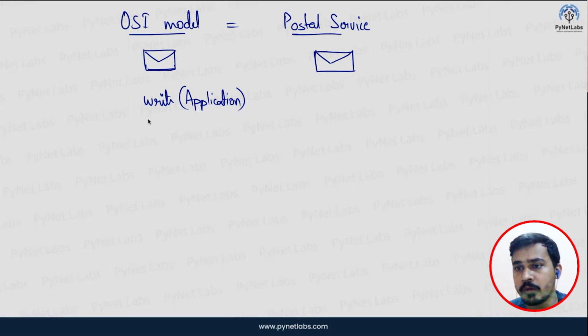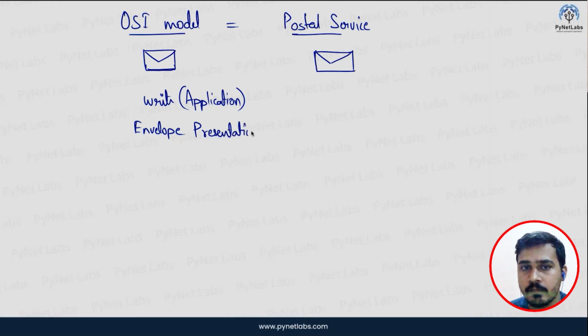If you wrote your letter on a piece of paper, you cannot just simply send it like that. So you buy an envelope and put your letter into the envelope. This is your presentation layer. Then you go to your post box and drop your letter into the box. This is kind of like a session layer.